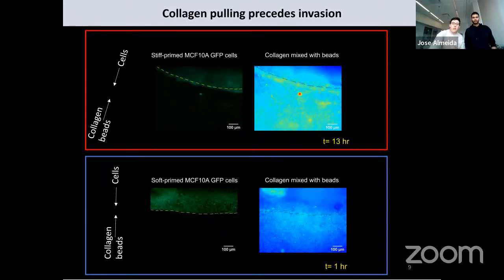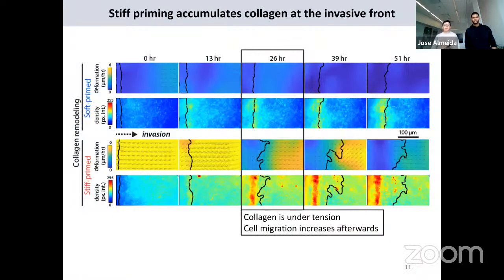When we quantify this, I want to point out the 26-hour time point. We use PIV to track the bead deformation over time, so how much they're deforming, the deformation rate of the collagen. We found that there's high deformation where the collagen becomes under tension. There's a formation of a band of high collagen intensity, and then the cells migrate afterwards.